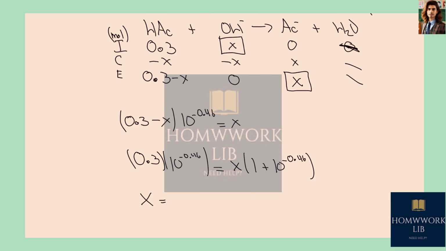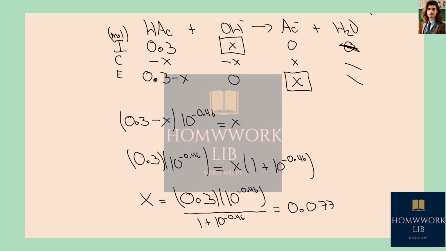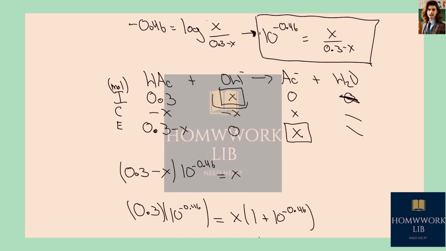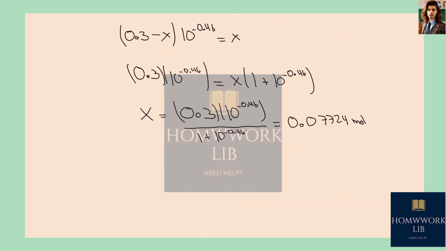Solving for X gives us 0.3 times 10 to the minus 0.46 divided by 1 plus 10 to the minus 0.46. The result for X is going to be equal to 0.07724 mole that we need to add. And that X is the amount of mole of OH minus that we need to add. Are required.